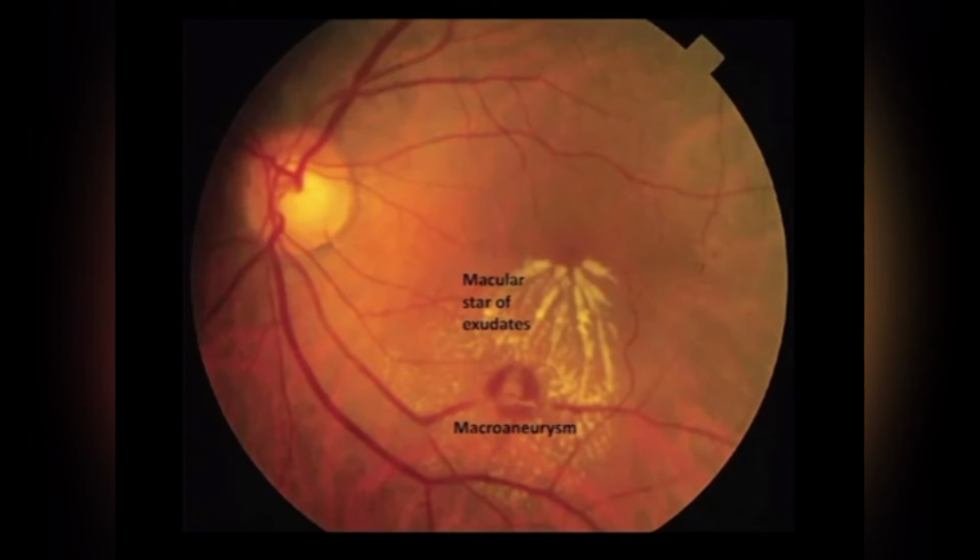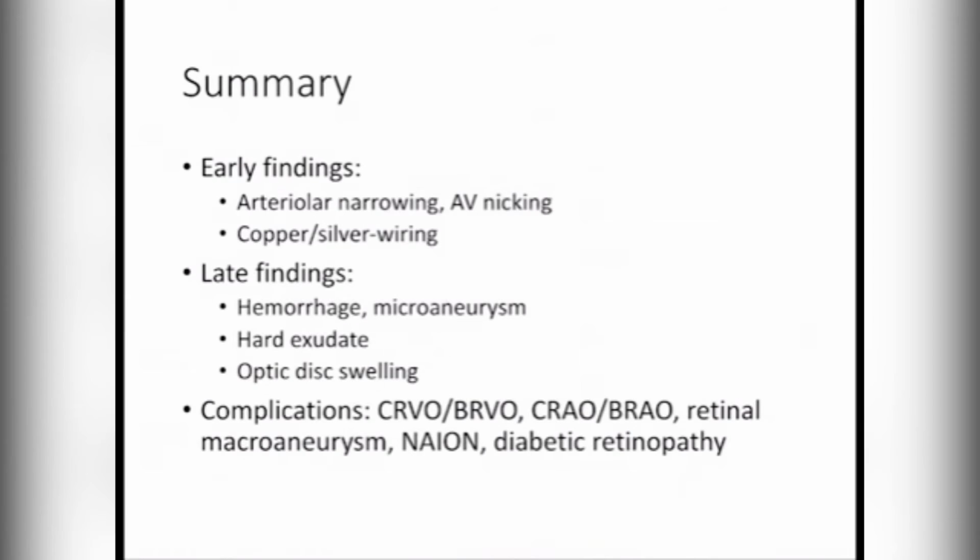So in summary, the early findings of hypertensive retinopathy include arteriolar narrowing, AV nicking, and copper or silver wiring, while late findings include dot blot or flame hemorrhages, microaneurysms, hard exudates, and optic disc swelling. Additionally, vascular complications of hypertensive retinopathy include central or branch retinal vein or artery occlusion, retinal macroaneurysm, NAION, and progression of diabetic retinopathy.